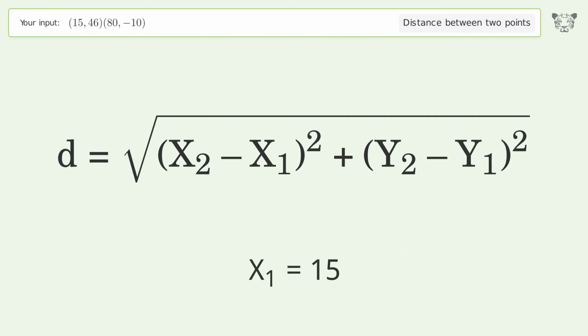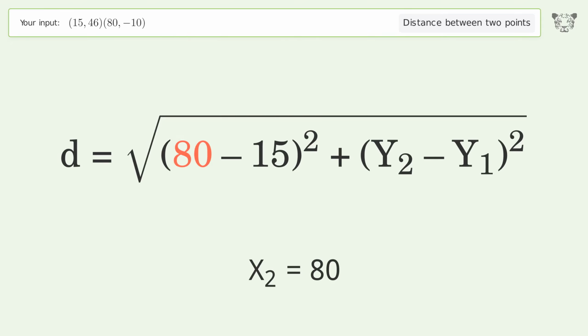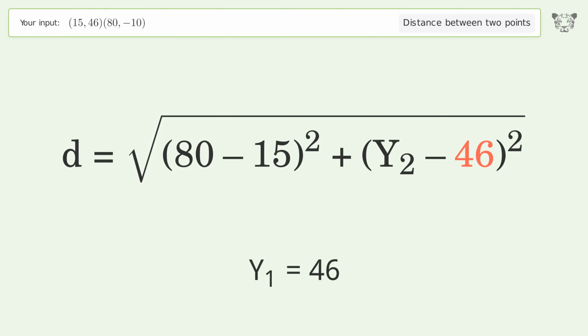x1 equals 15. x2 equals 80. y1 equals 46. y2 equals -10.